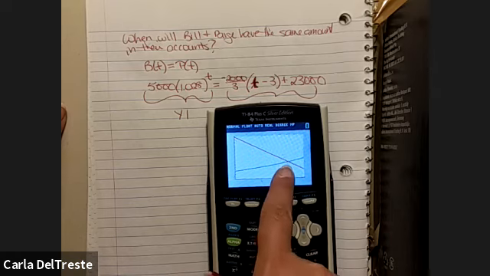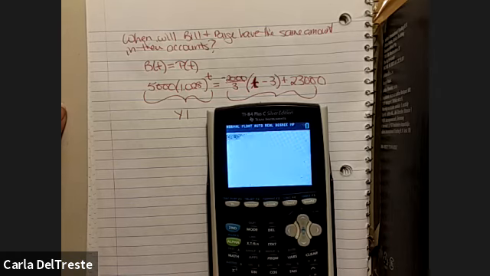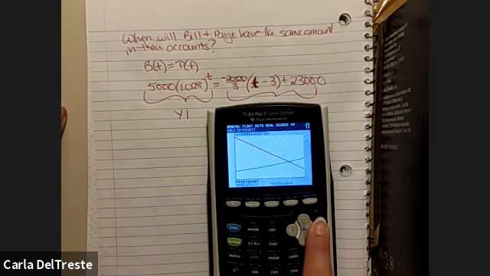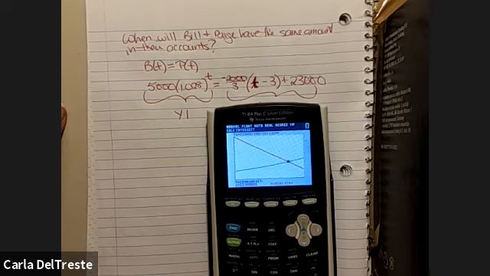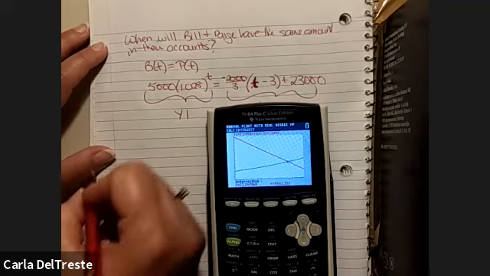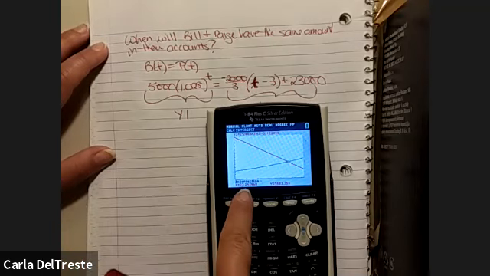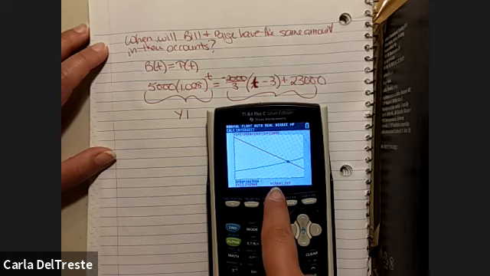So find that point. Second trace, number 5. Bring your cursor as close as you can. Hit enter 3 times. And I get an intersection point of 23.247968 and a Y value of 9,501.355.